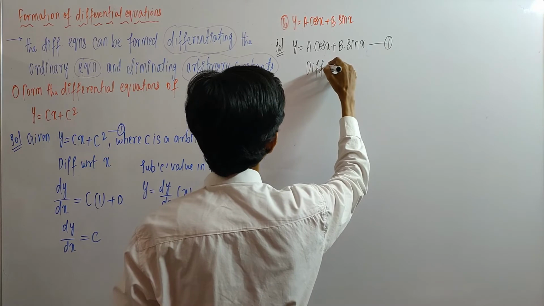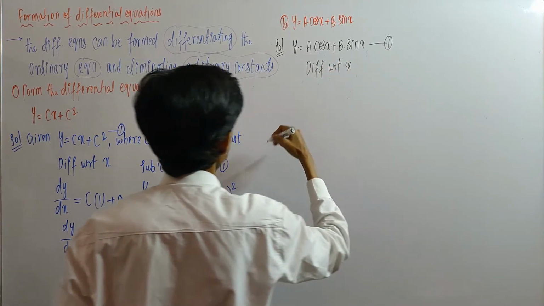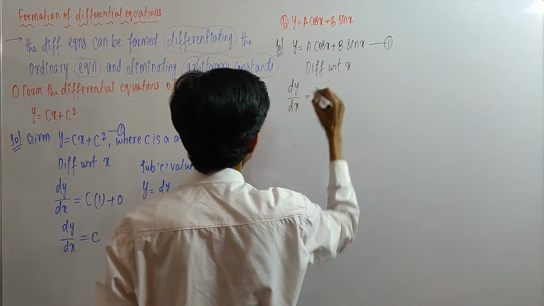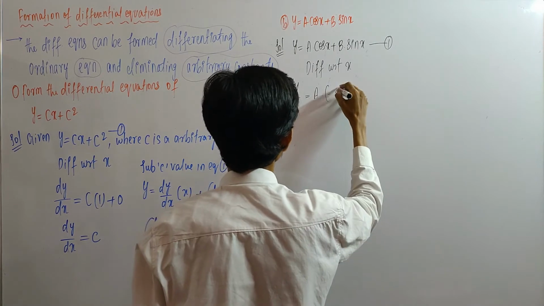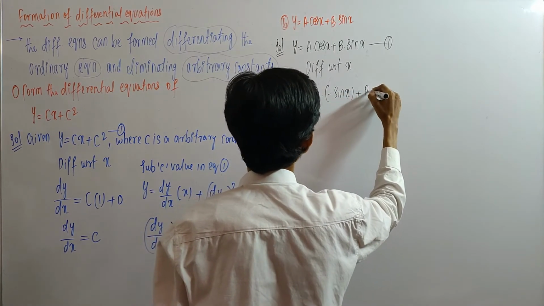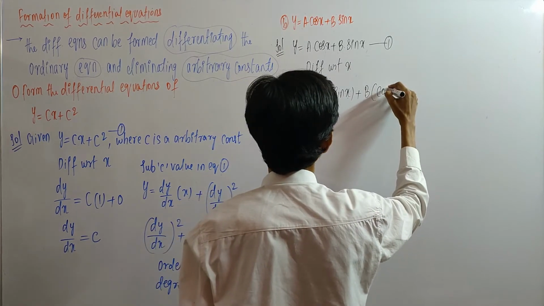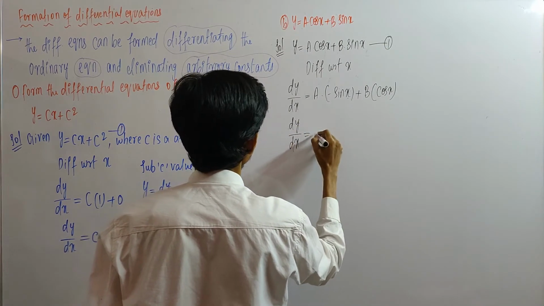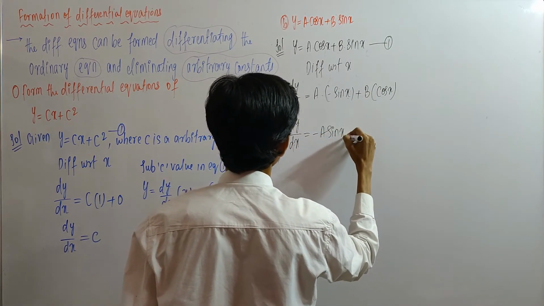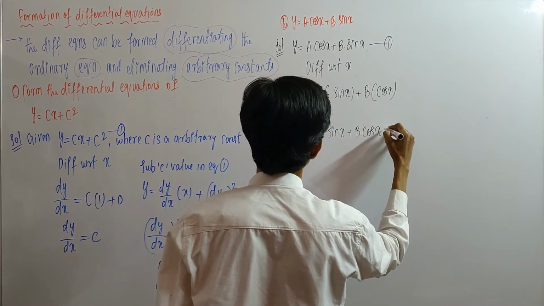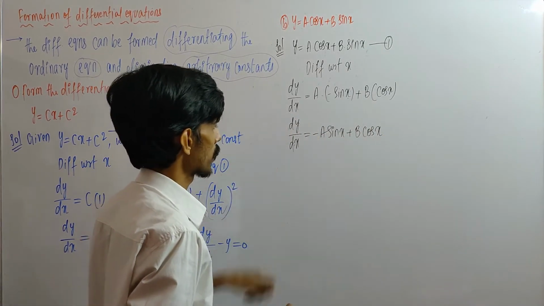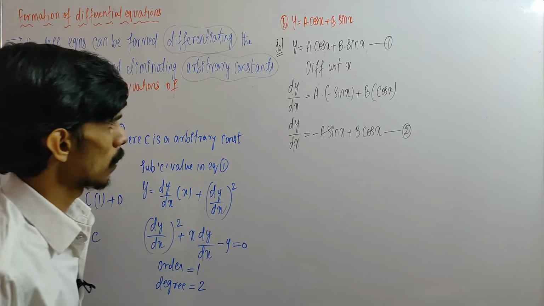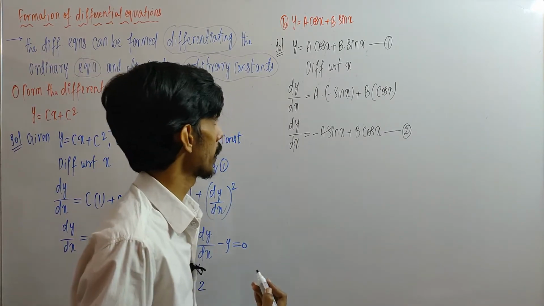Differentiate with respect to x. This will become dy by dx is equals to a is a constant, derivative of cos x is minus sin x plus b is a constant, derivative of sin x is cos x. Now this will become dy by dx is equals to minus a sin x plus b cos x. Let us take this first derivative equation as 2. Now since we have two unknowns, we have to differentiate 2 times.